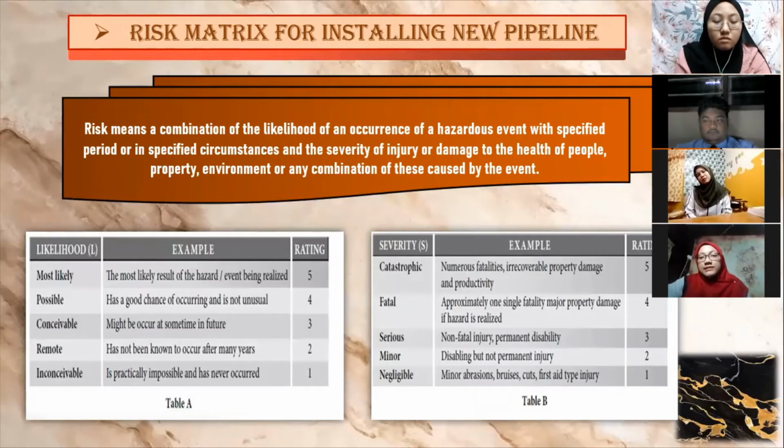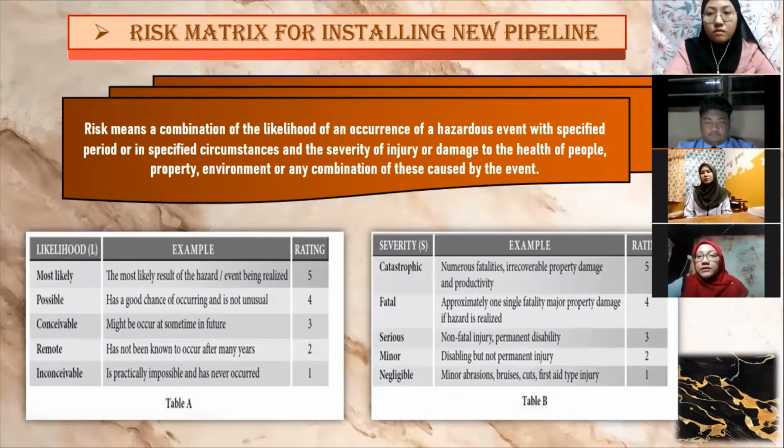So as you can see here, this is the description of likelihood and severity. Based on the description, we can know the meaning of each rating. For the likelihood, rating number 1 is known as inconceivable, which means practically impossible and has never occurred. And the last rating is rating number 5, known as most likely, which means the most likely result of the hazard or event being realized. As for severity, it starts with rating number 1, known as negligible, for example minor abrasion, bruise, cut, first aid type injury. And the last rating is rating number 5, known as catastrophic, for example numerous fatalities, irrecoverable property damage, and productivity.